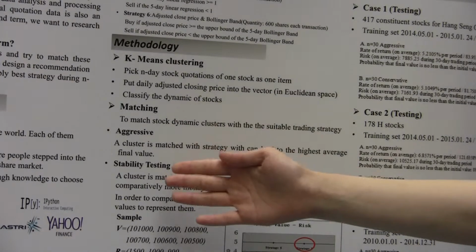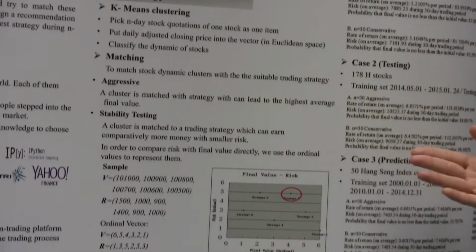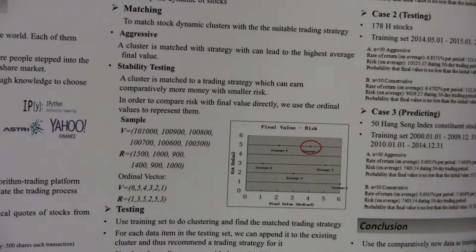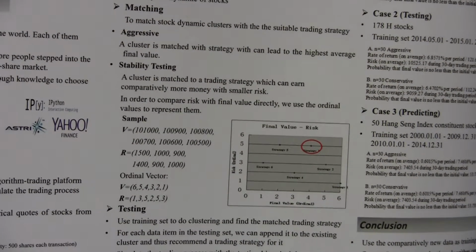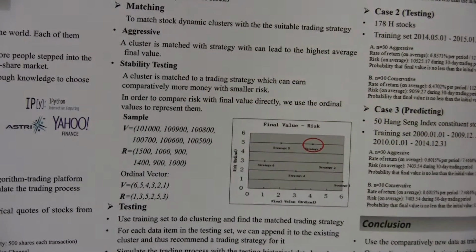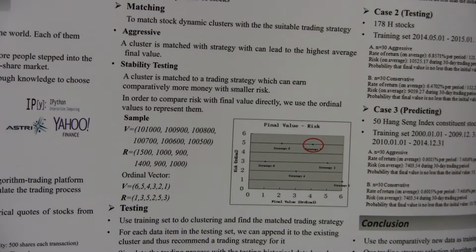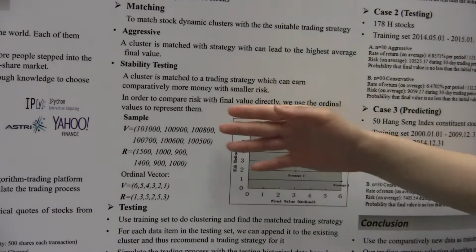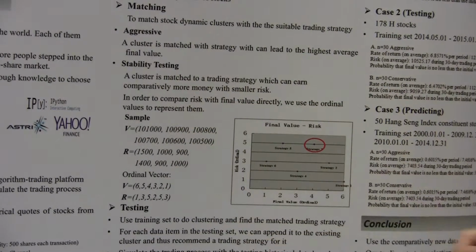And for the conservative trader, in the matching algorithm, we cannot just consider the final value of a portfolio, or say the rate of return. We should also consider the risk. So in order to make the risk and the final value comparable, we use ordinal values to represent them. Here we show an example.